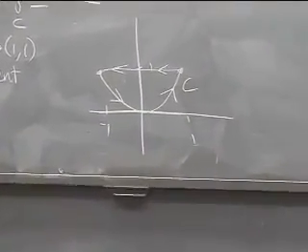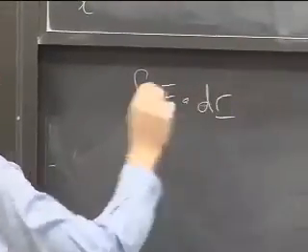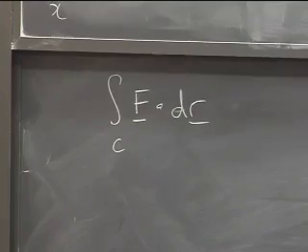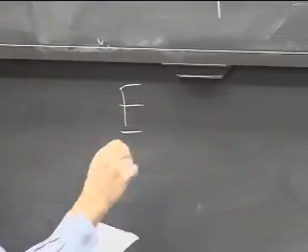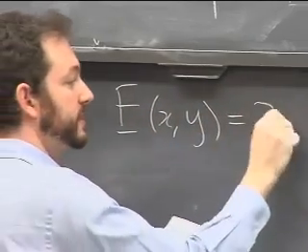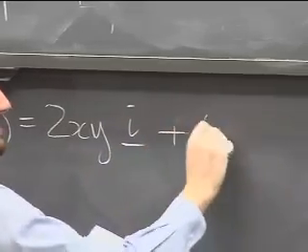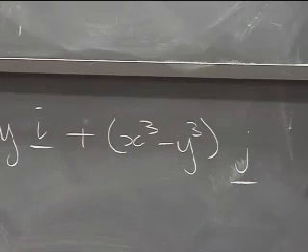And then the question is to compute the integral of F dot dr, where F is the vector field in 2 dimensions given by 2xy i plus x cubed minus y cubed j. Okay, so it's a 2-dimensional integral of this work type.